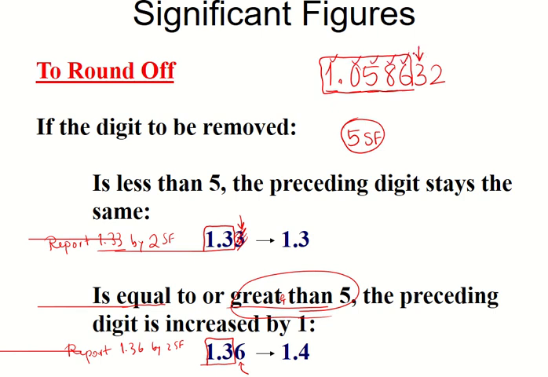So look at this digit. You need to drop this digit and the other digits after that. This digit is 3, less than 5, so you just need to drop it. So we are going to report it as 1.0586. So we report our number by 5 sig figs.